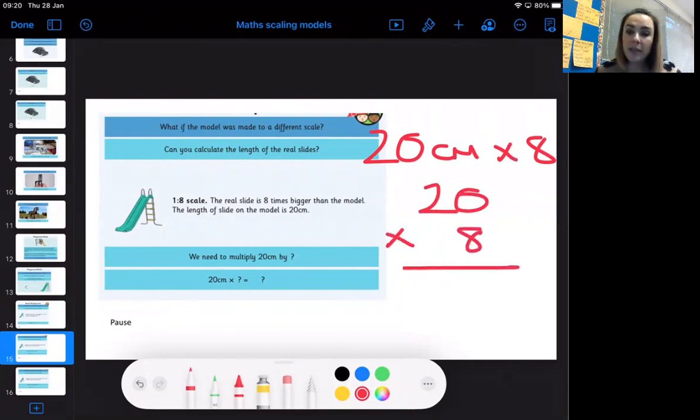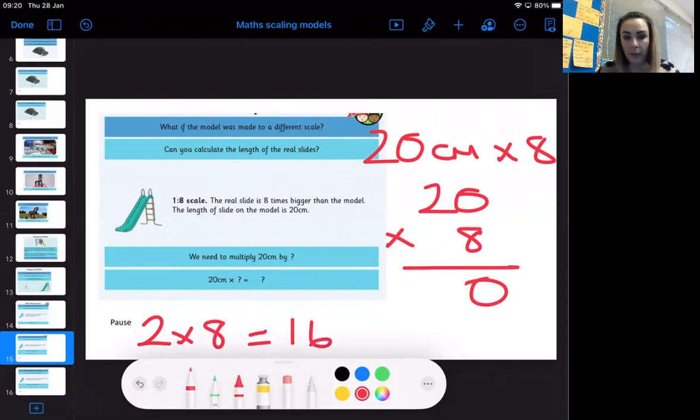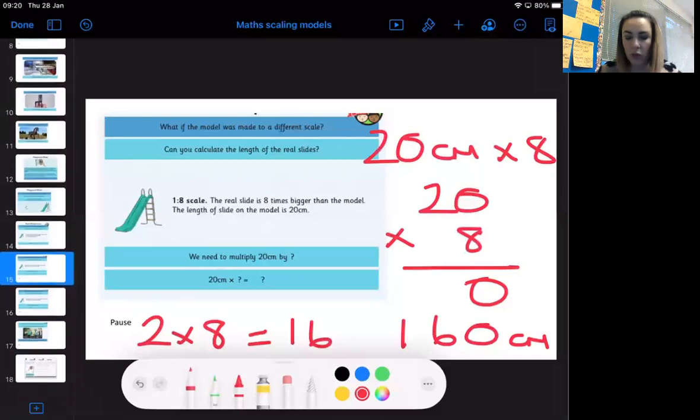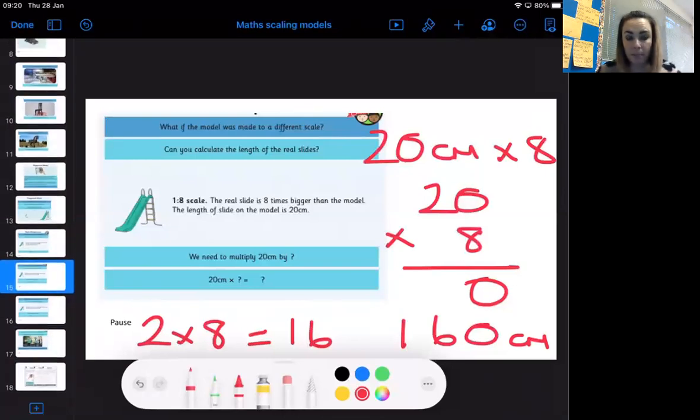So we've got 20 times 8. I know that 2 times 8 equals 16. So therefore I know 20 times 8 is 160. So the length is 160 centimetres. Don't forget to record the unit of measurement.